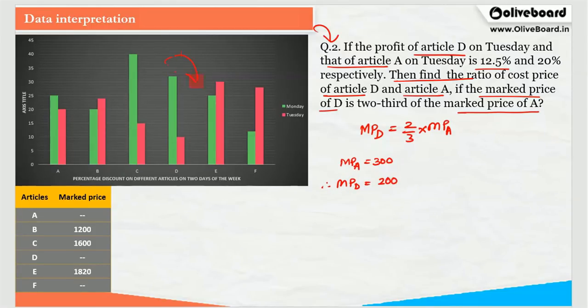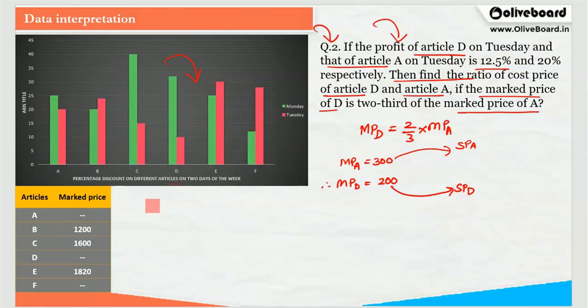Now since the bar graph is providing us with the discount percentage, I can easily find out the SP of both these articles, that is SP of A and SP of D. Okay, now if we look at the first statement that they have provided, they are saying that the profit of article D on Tuesday and that of article A on Tuesday is 12.5% and 20%. Okay, and then they have asked you the cost price ratio.